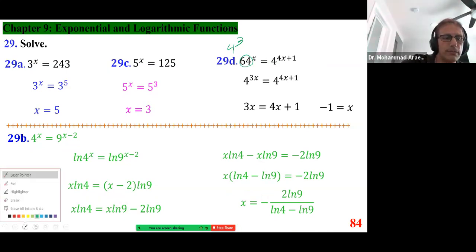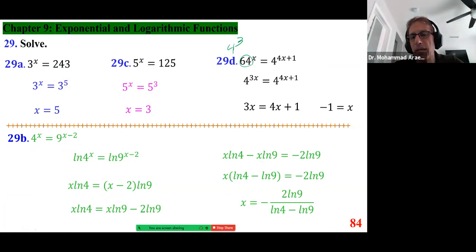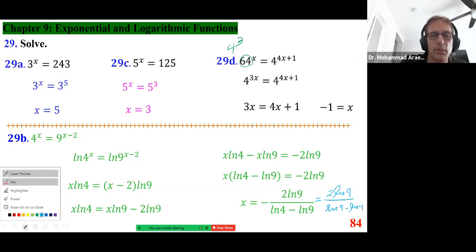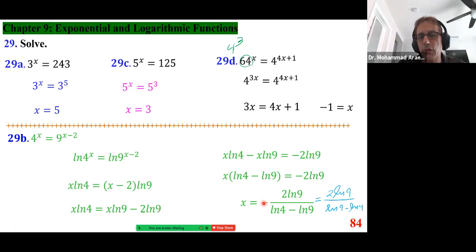Number two, this is the same as saying 2 ln 9 over ln 9 minus ln 4. Take a look at what I'm talking about. You see this negative sign? If you take it down, it becomes that, which means over here, when we were moving things, we could have moved it the other way around. Also, instead of ln, if you changed this ln to common log, it gives you the same answer.